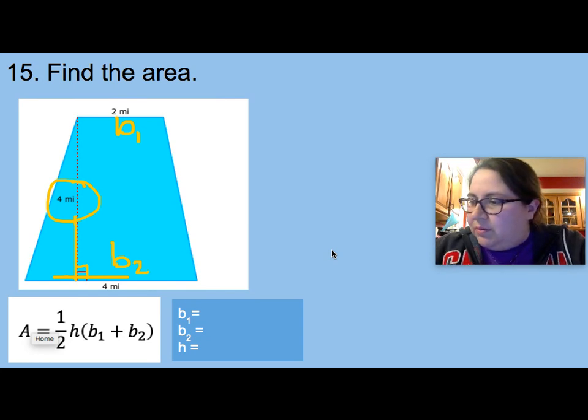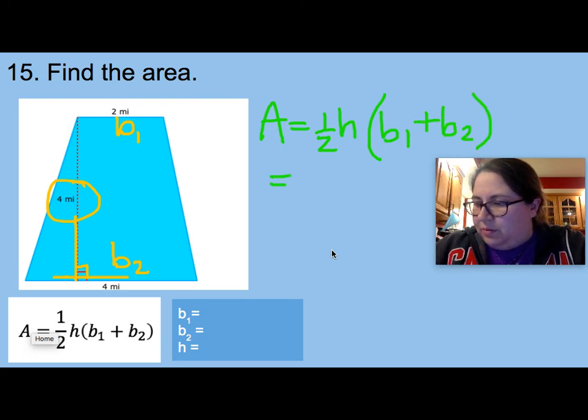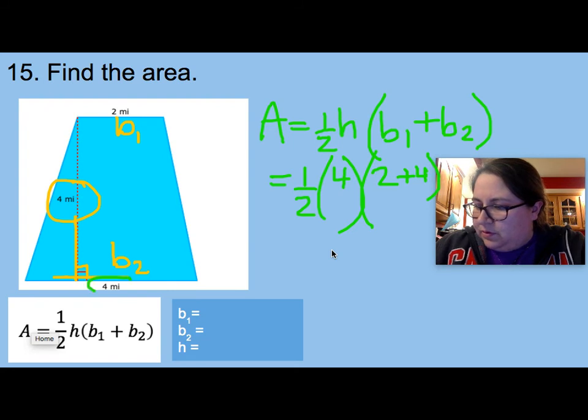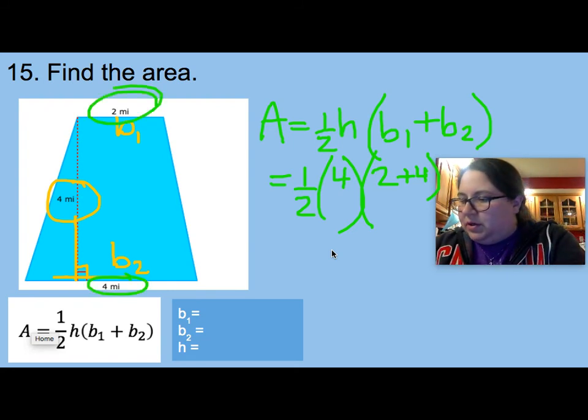So we're just going to follow our formula. Area is equal to 1/2 times the height times base 1 plus base 2. Looking at this problem, I'd have 1/2 times 4 times 2 plus 4. Those two bases are right there. Then we're going to go ahead and simplify.